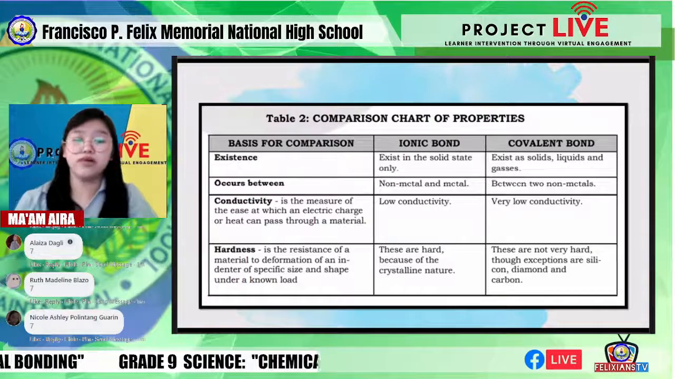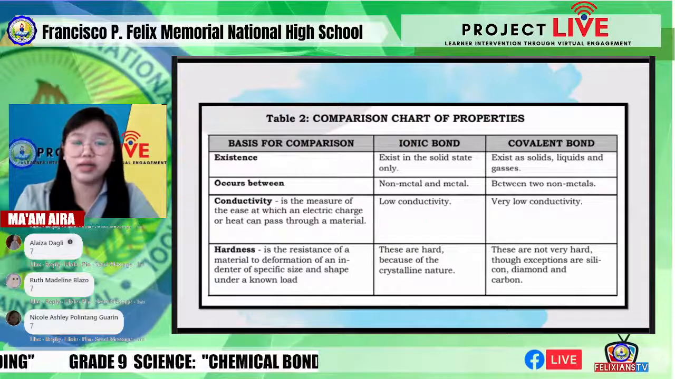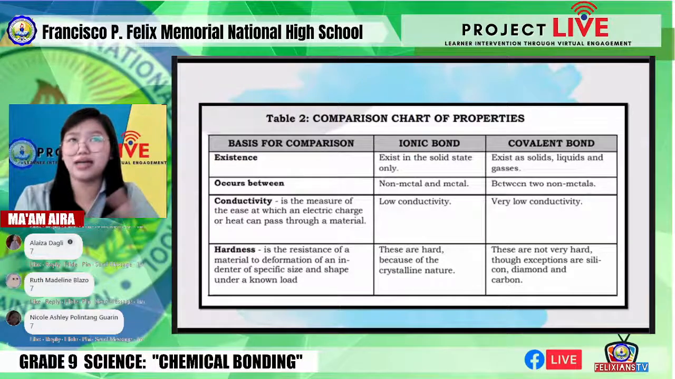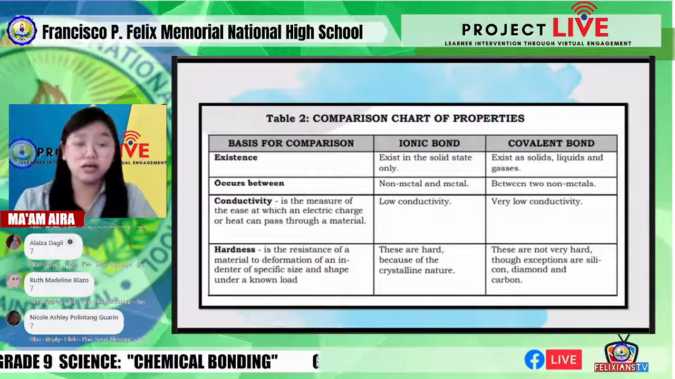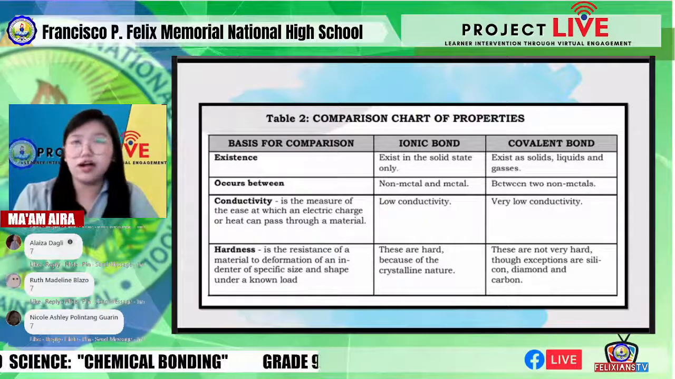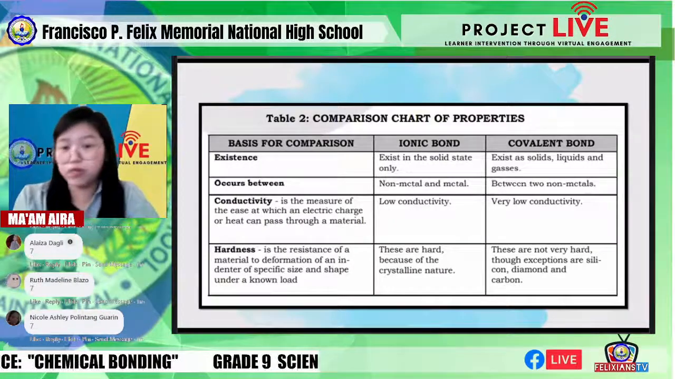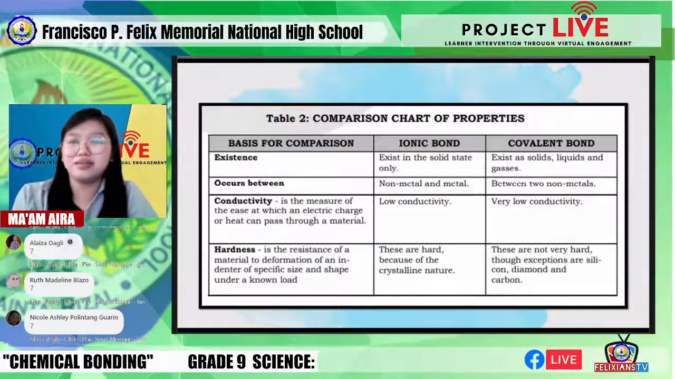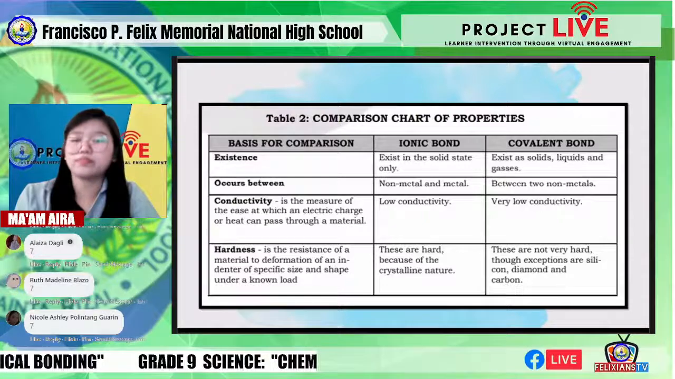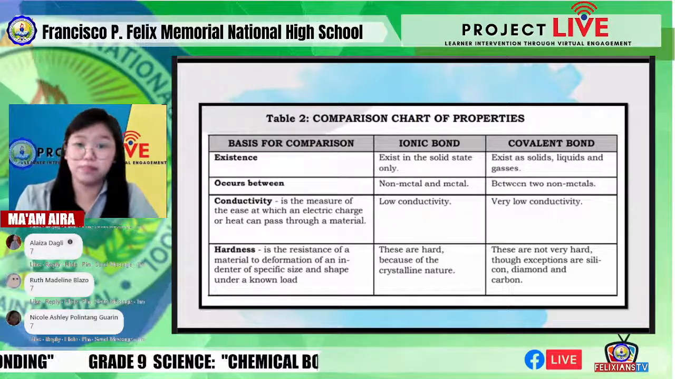Okay? So, in terms of hardness, hardness is the resistance of a material to deformation. So, hindi siya basta-basta nade-deform. Hindi siya basta-basta nagkakaroon ng crack or nababago yung kanyang shape. For ionic bond, they are hard because of their crystalline nature. Like for example, yung mga salt. Yung mga asin, they are crystalline in appearance, which means hindi sila basta-basta nagkakaroon ng change in shape.